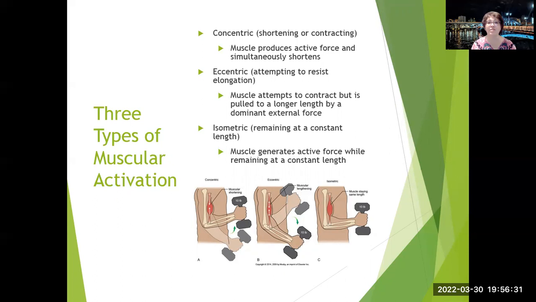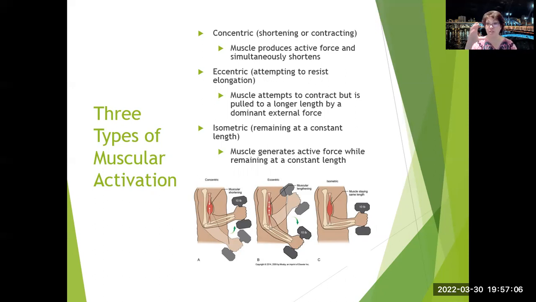Isometric muscle contractions: the muscle is contracting, but it's remaining at a constant length. So the muscle is generating active force while it's staying at the same length. If you're holding a grocery bag, the muscle is contracting, but it's staying at the same length. If you're standing with your knees in extension and your quadriceps are contracted, that's what our quadriceps do a lot. They isometrically contract at the knee to stabilize us. That is an isometric contraction.